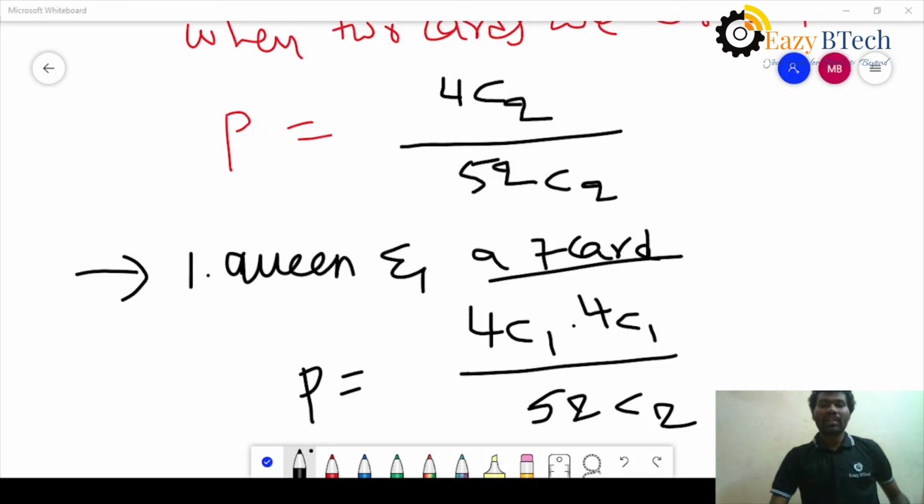In the next class, we'll see about random variables: what is meant by a random variable, and how to do operations on different random variables. So with this I'll conclude.